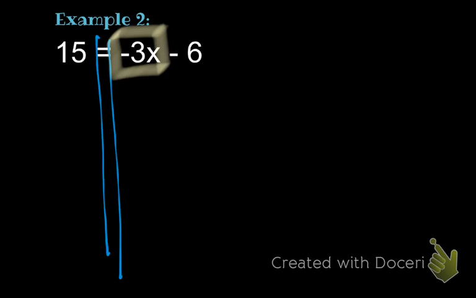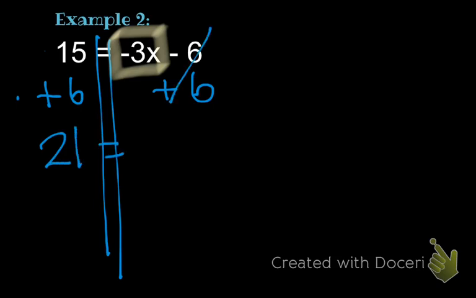So I need to use inverse operations to get rid of minus 6. So to get rid of minus, or subtract, I need to add 6 to both sides. 15 plus 6 is 21 equals, my 6's cancel there, negative 3x. All right, so now to get rid of negative 3 times x, I'm going to need to divide both sides by negative 3.